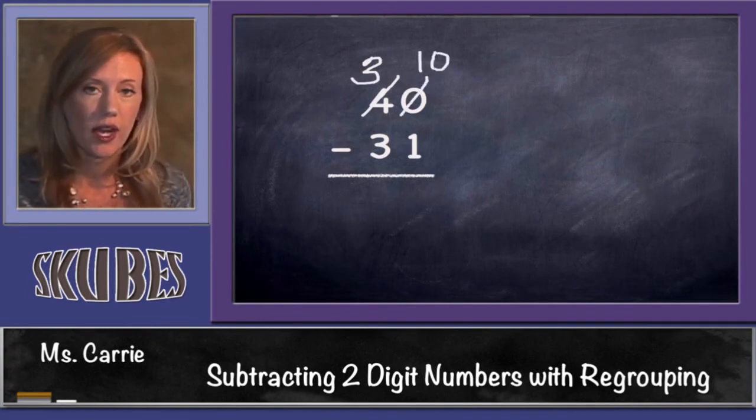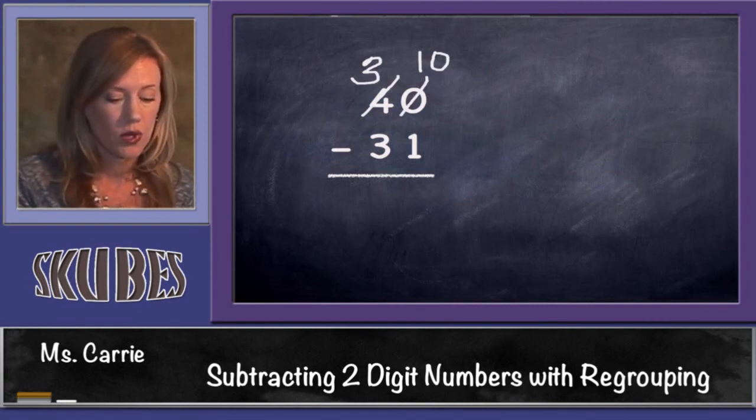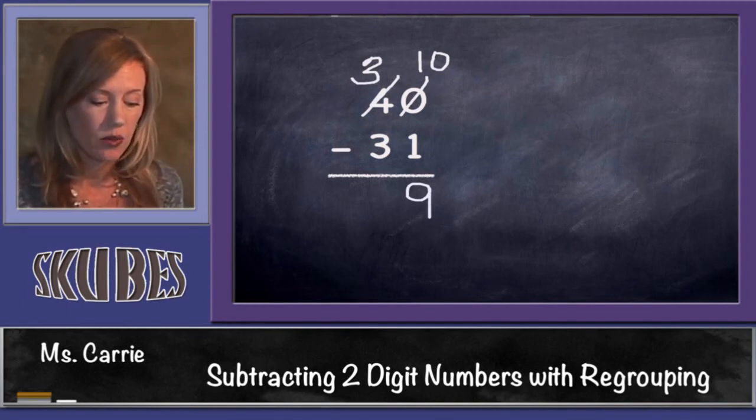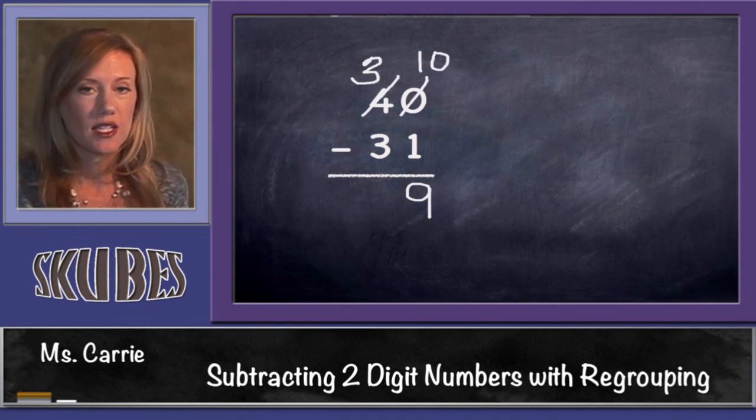Now we can subtract down because the number on the top is bigger. 10 minus 1 is 9. And 3 minus 3 is 0. So our answer is 9. That concludes our lesson today on subtraction with regrouping.